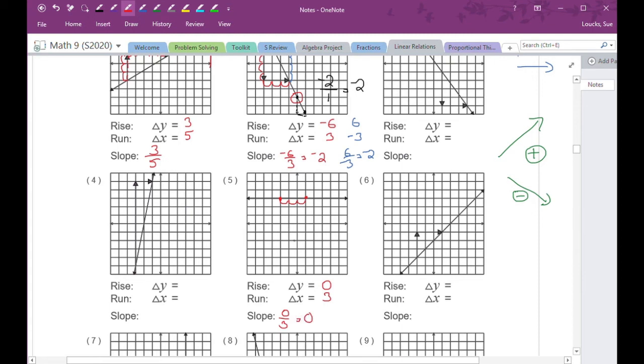And notice it wouldn't have mattered if I had counted backwards. I would have had 0 over -3, which is still 0. Okay, so that has a slope of 0. Okay, there's one more. See if you can do it. One more difficult one. Pause the video and come back.